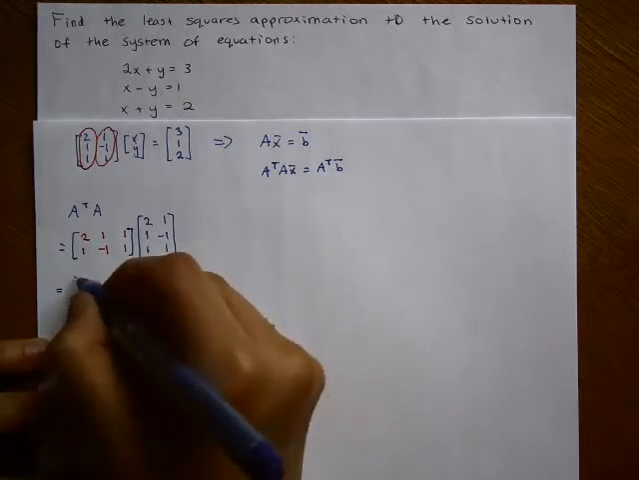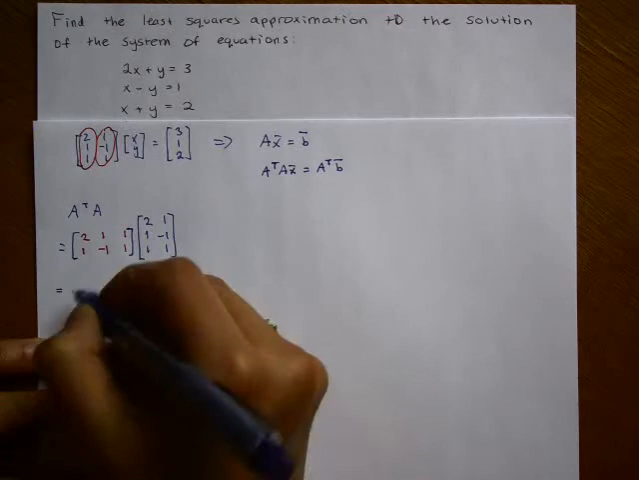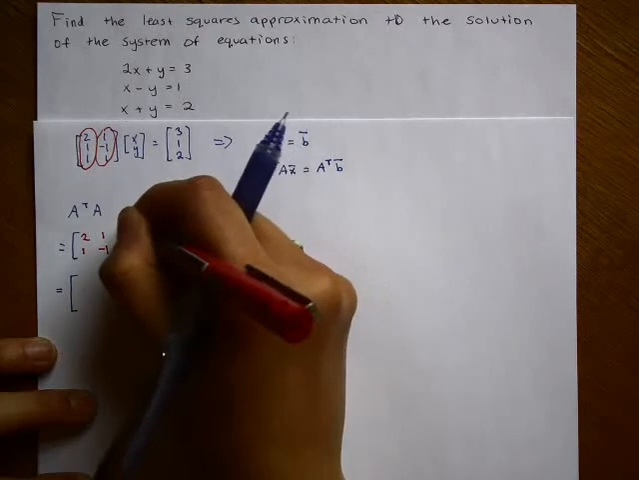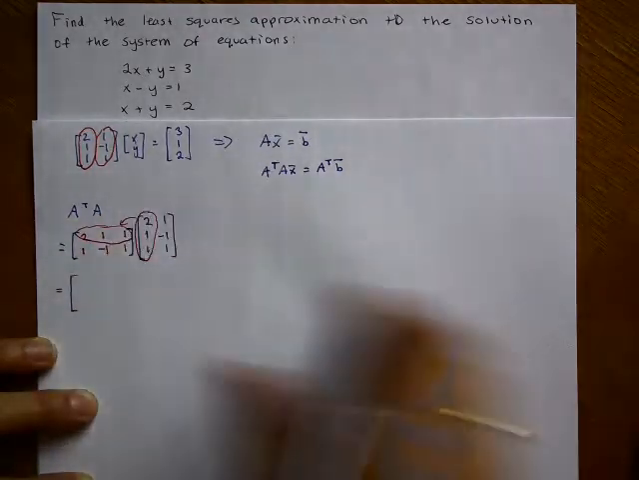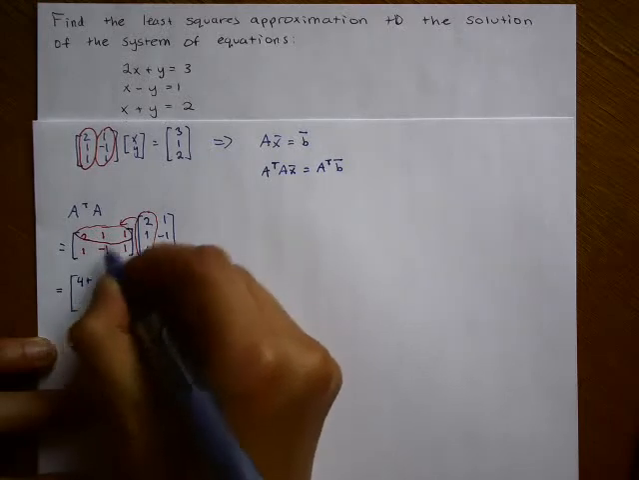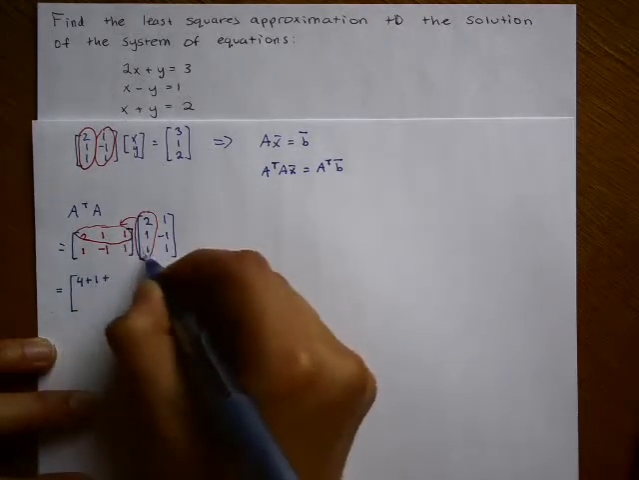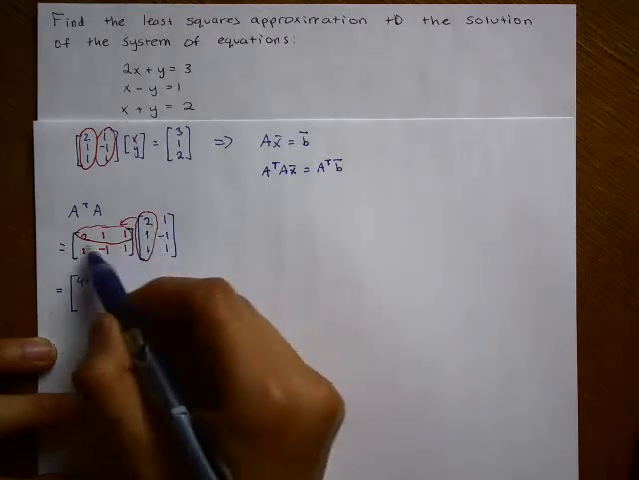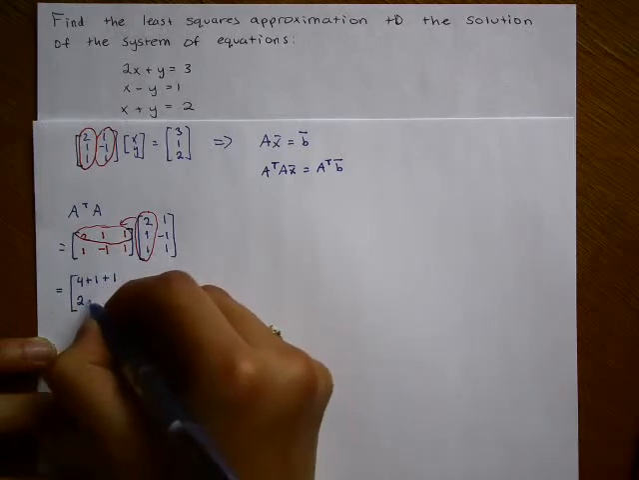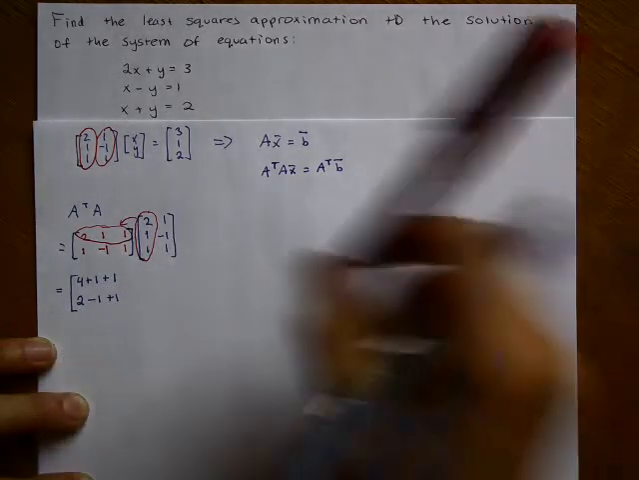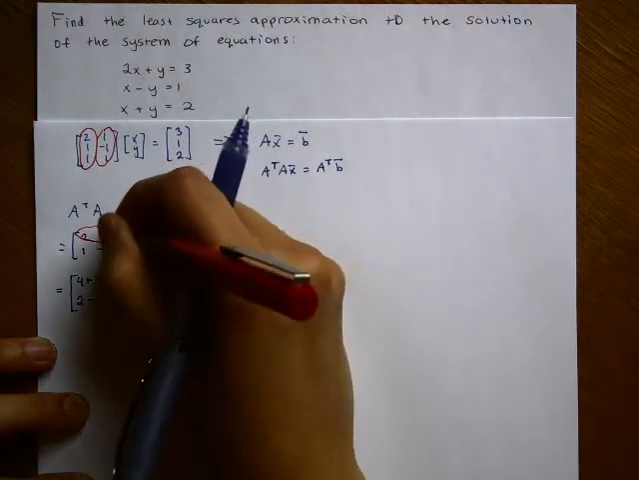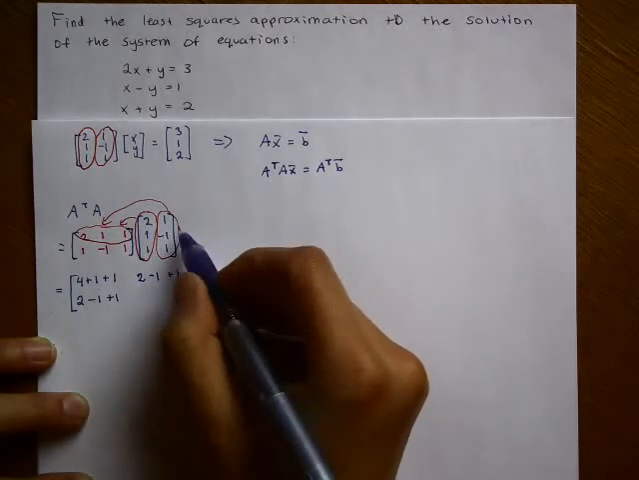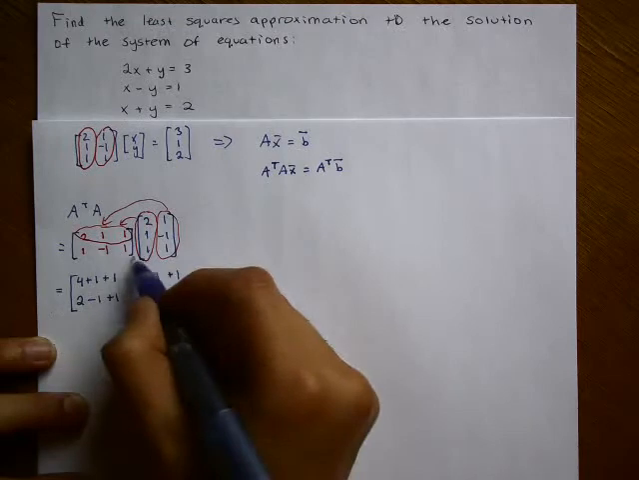So just as a reminder, matrix multiplication is basically a bunch of dot products. Our first dot product would be the first row by the first column. So that's 2 times 2 is 4, plus 1 times 1 is 1, plus 1 times 1 is 1 again. Then we take the dot product of our first row by our second column. So that's 2 minus 1 plus 1. Then we move on to our next row, take the dot product of our second row with our first column. So that's 2 minus 1 plus 1. And then the dot product of our second row by our second column.